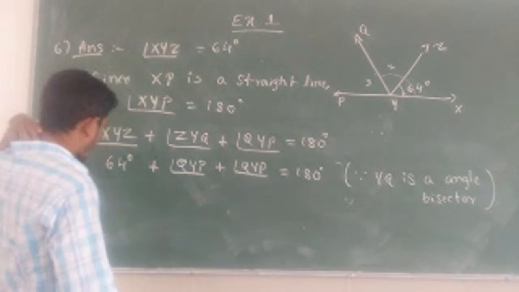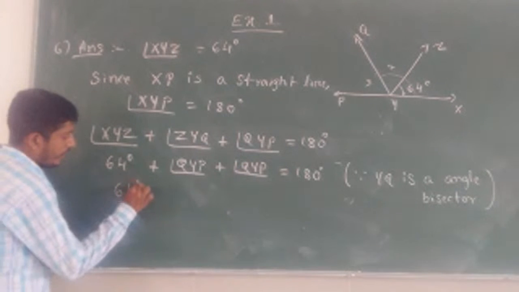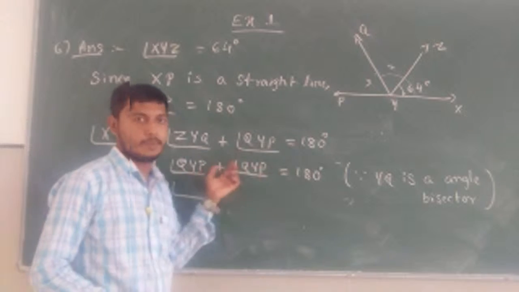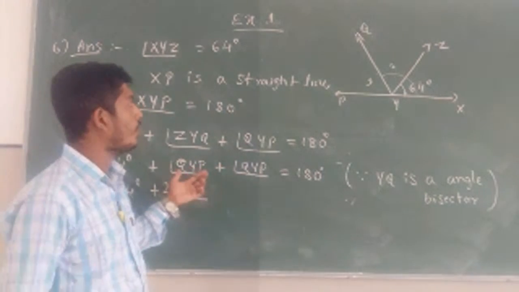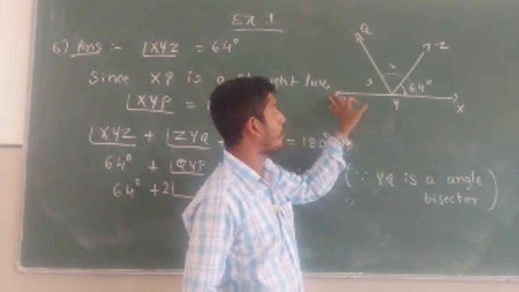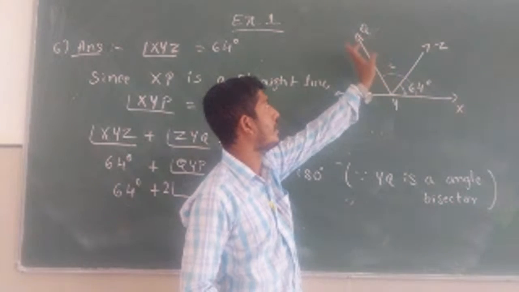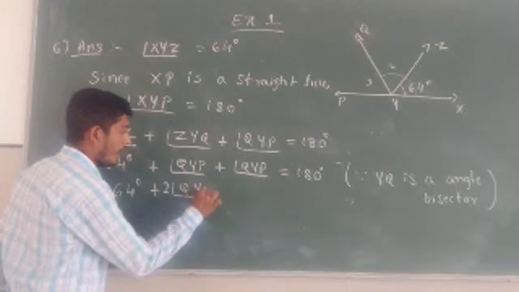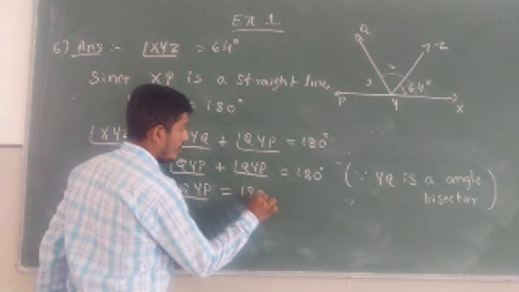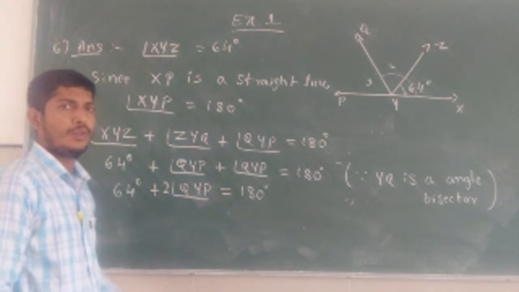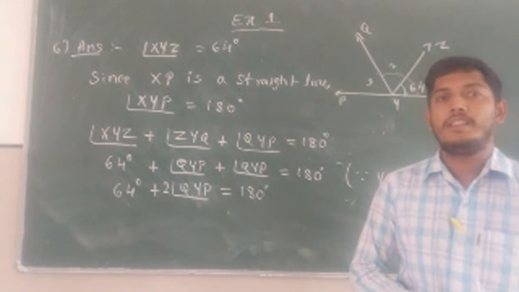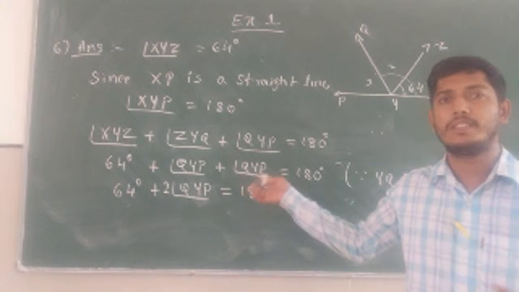So I will write 60 plus angle QYP. These two are like terms. Angle QYP is the same as this angle, which is also QYP. That's why I will write 2 times QYP equals 180. If you know the basic things about these angles, then you can solve this problem easily.